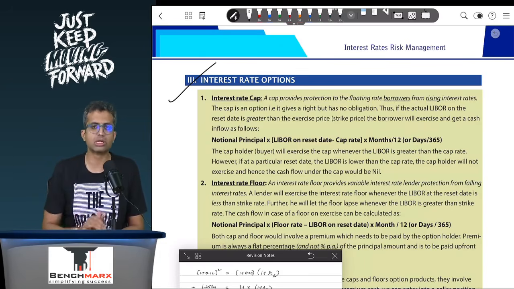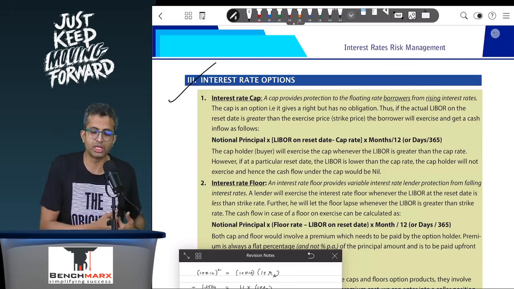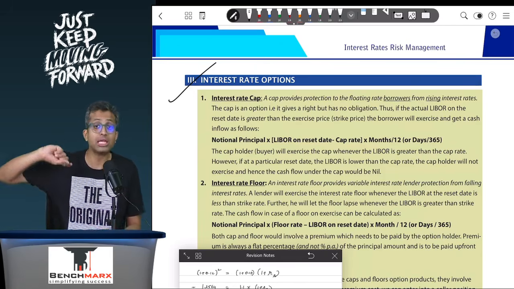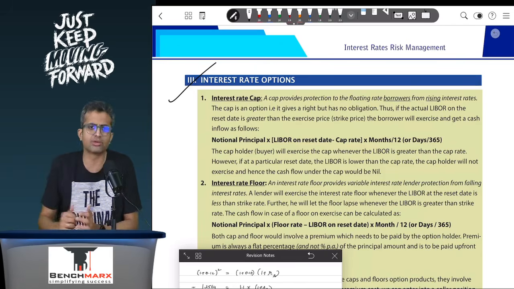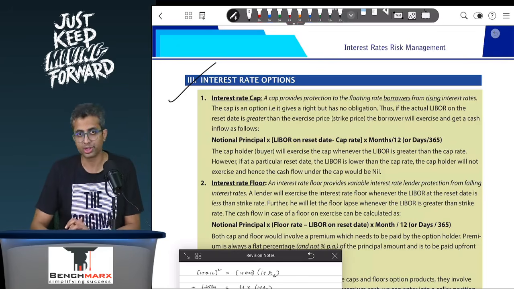Or as a lender, I might enter into a contract to buy the floor because I'm worried that the rates might go down, but I don't think they will go up, in which case I can sell the cap and recover some of my premium cost. This is called a collar.